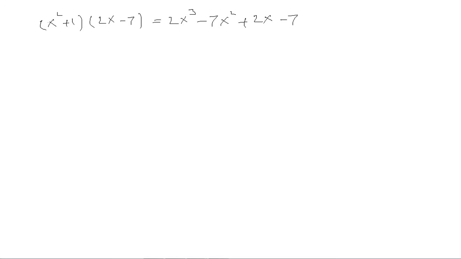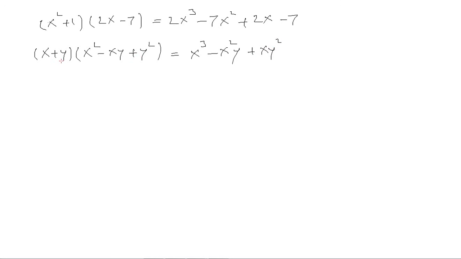Okay, another example. x plus y, and I multiply that by x squared minus xy plus y squared. I need to first multiply x by x squared, that gives me x to the power of 3. x by negative xy gives me negative x squared y. x by y squared gives me plus x y squared.